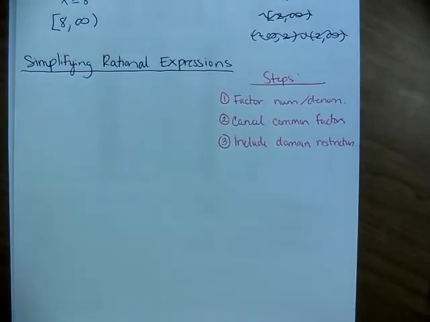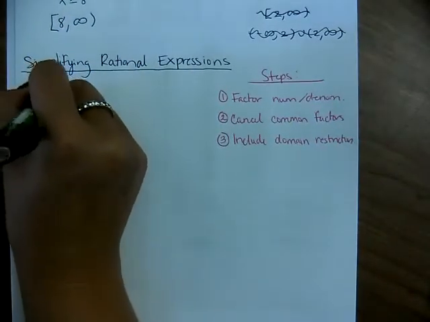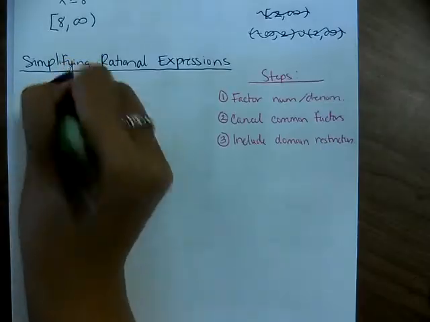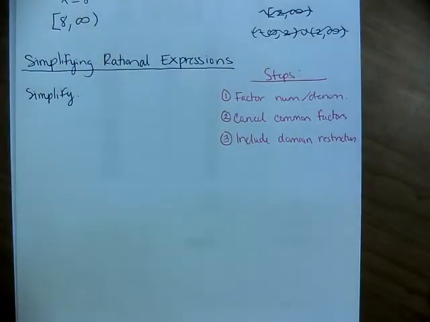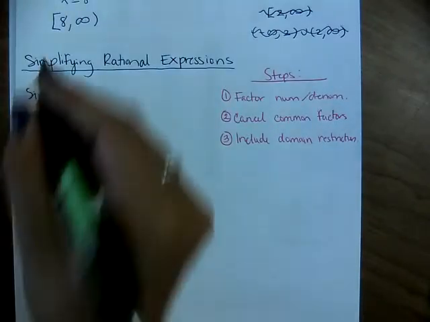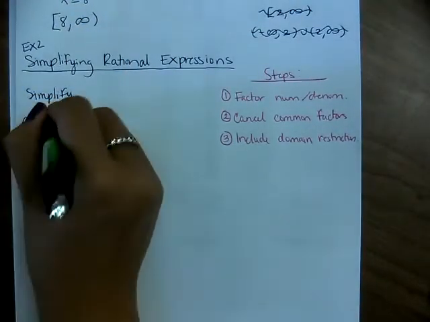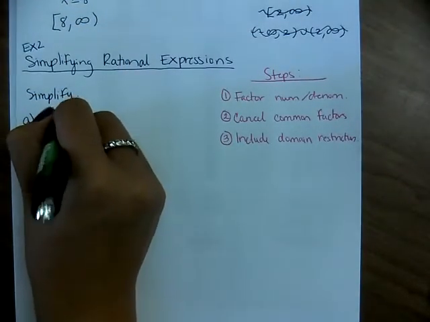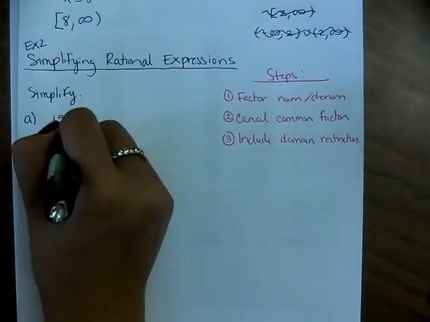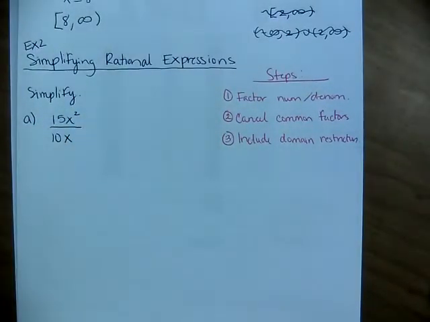Okay, so let's take a look here. I guess we'll just say simplify as our direction. Let's label it example 2. Okay, so if you have 15x squared over 10x.